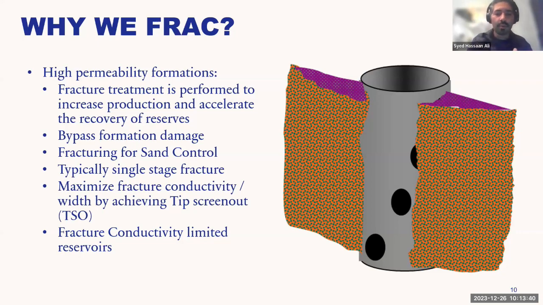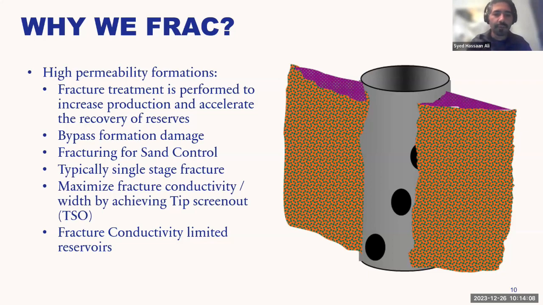So you do the intervention, and you actually frack the reservoir and let it produce, and that extends your field life. You bypass your formation damage. We actually saw that the frac half length is more than the formation damage, and for sand control as well. So you are trying to frac zones which are producing more condensate, oil and gas, and less sand.